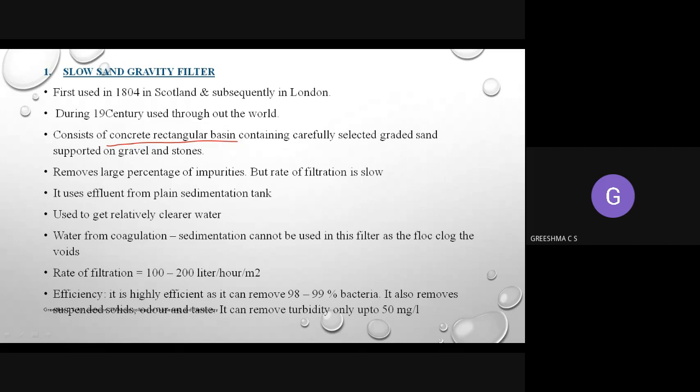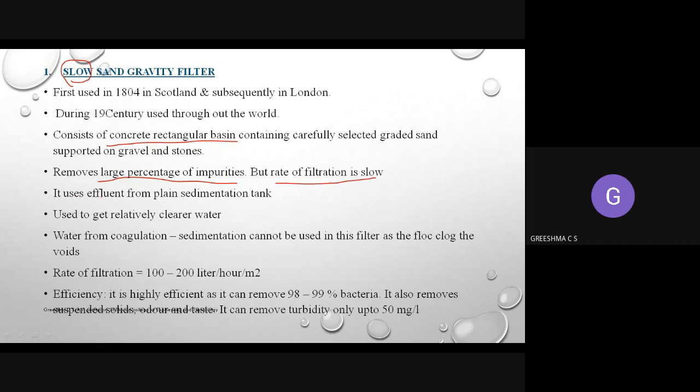Okay, so it removes a large percentage of impurities, but the rate of filtration is very slow. So from the name itself we can understand the rate of filtration is very slow. But another advantage is that even though it takes time, it removes a large percentage of impurities.